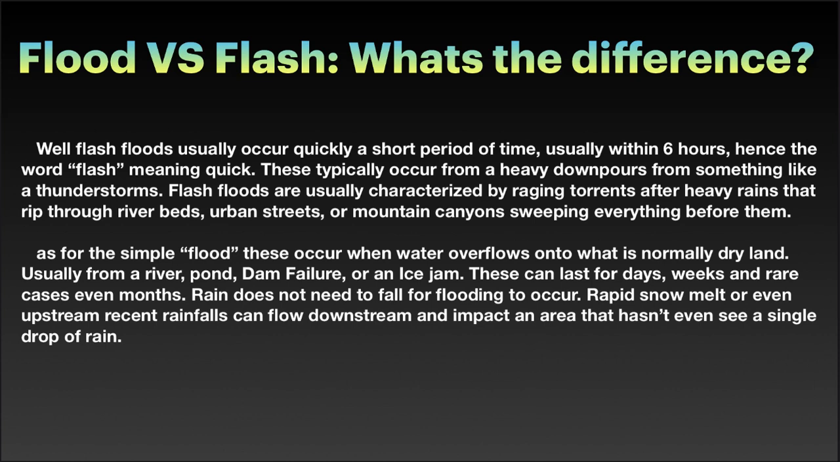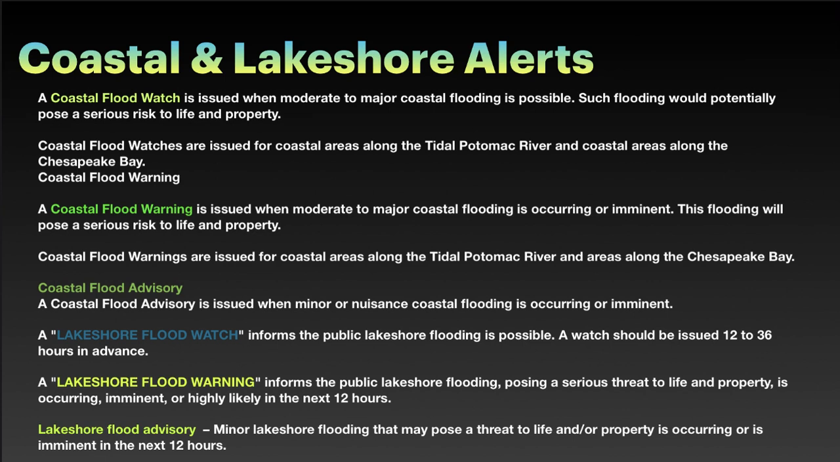As for the simple flood alerts, these occur when water overflows onto what is normally dry land, usually from a river, pond, dam failure, or an ice jam. These can last for days, weeks, and in rare cases, several months. Rain does not need to fall for flooding to occur. Rapid snowmelt or even upstream recent rainfalls can flow downstream and impact an area that hasn't seen a single drop of rain. And now let's move on to the difference between a coastal flood and a lakeshore flood.